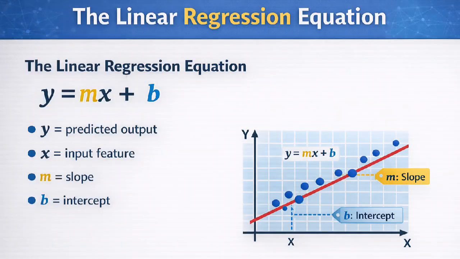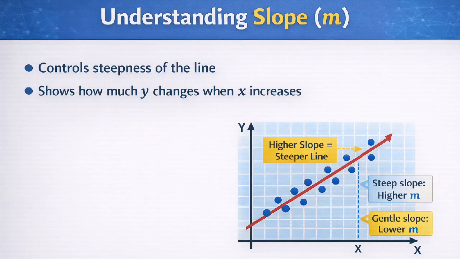This is the heart of linear regression. The equation is y = mx + b. Here m decides the slope of the line and b decides where the line cuts the y axis. The slope tells us how much the output changes when the input increases by 1 unit. A higher slope means a steeper line.